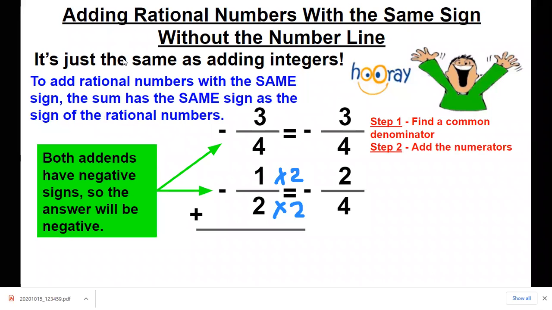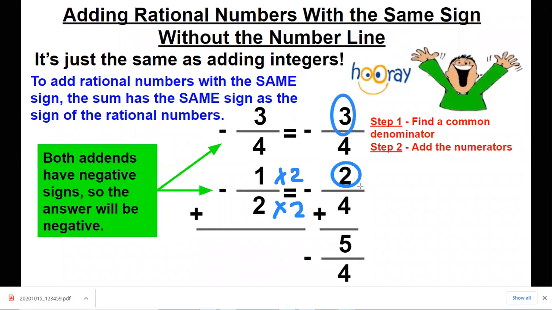They're both the same sign. They're both negatives. So we're going to add the numerators. So the 3 and the 2 will get added. 3 plus 2. Here's my 3. Here's my 2. I add them together, and that gives me 5. And 4 just stays a 4 for 4ths.